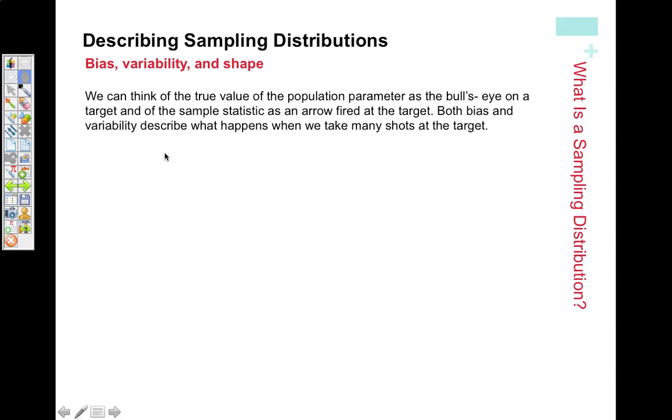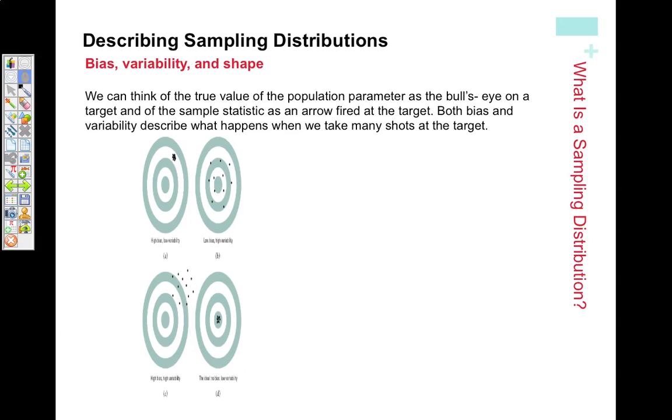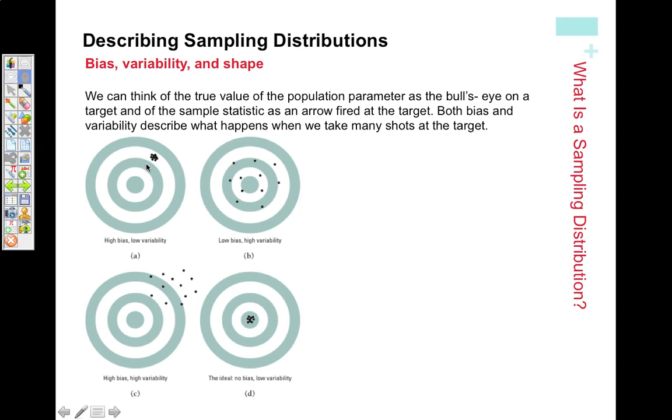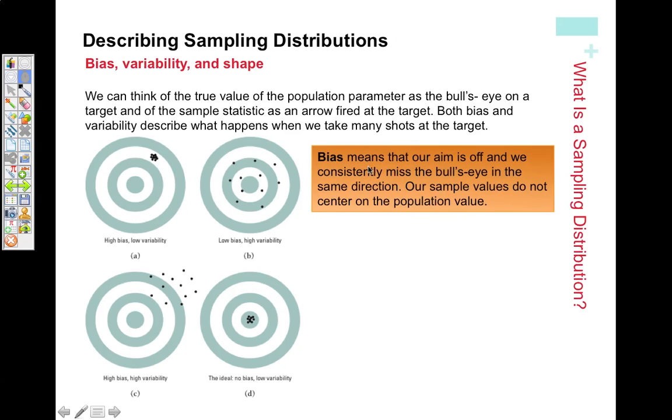So let's talk about bias and variability. We can envision this with archery. Here at WPS we do have an archery team. So here's our target. If we shoot a bunch of arrows into the target and they all land here, that's like high bias, low variability. If our arrows go all over the place, that's not biased, but there's high variability. Bias means that our aim is off and we consistently miss the bullseye in the same direction. So these two, there is high bias. We're always up and to the right.